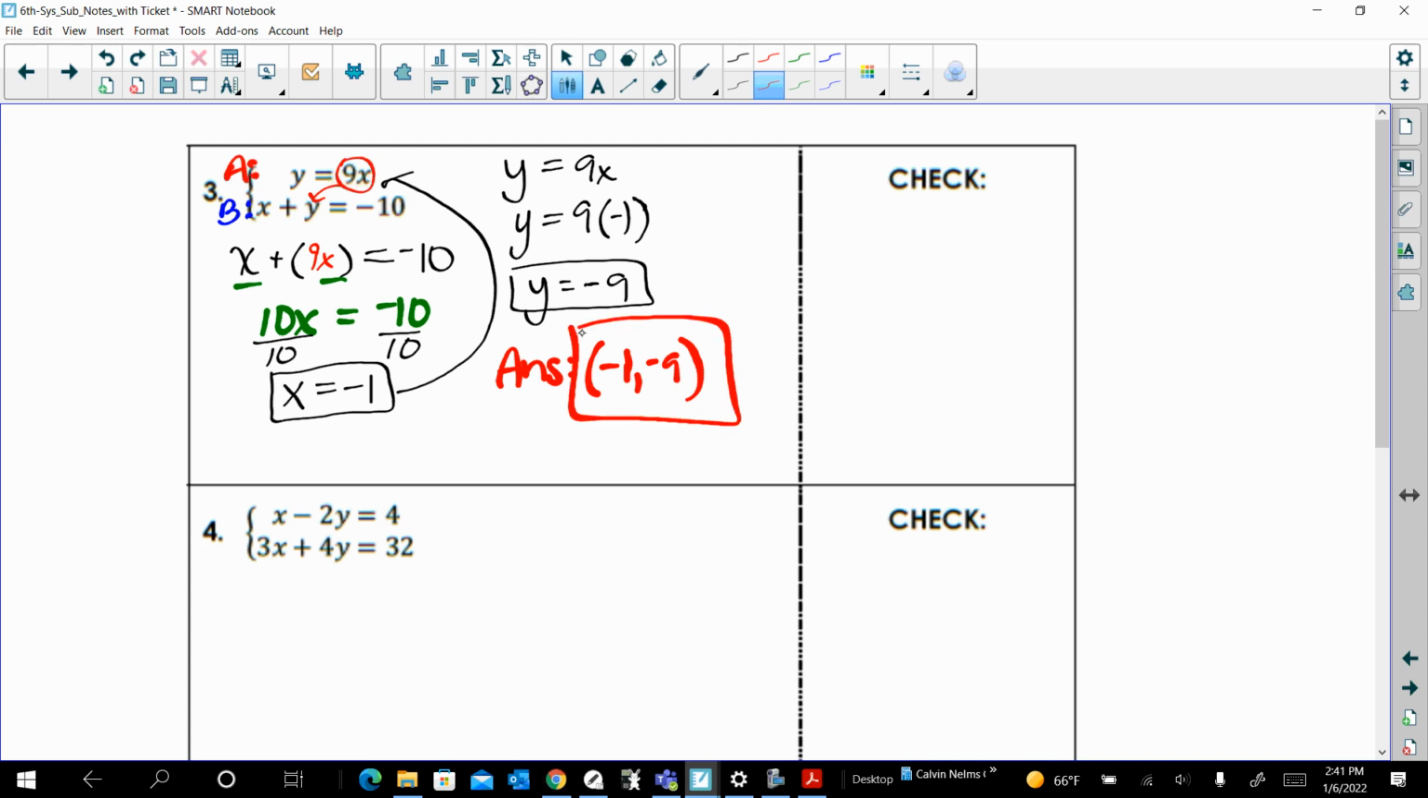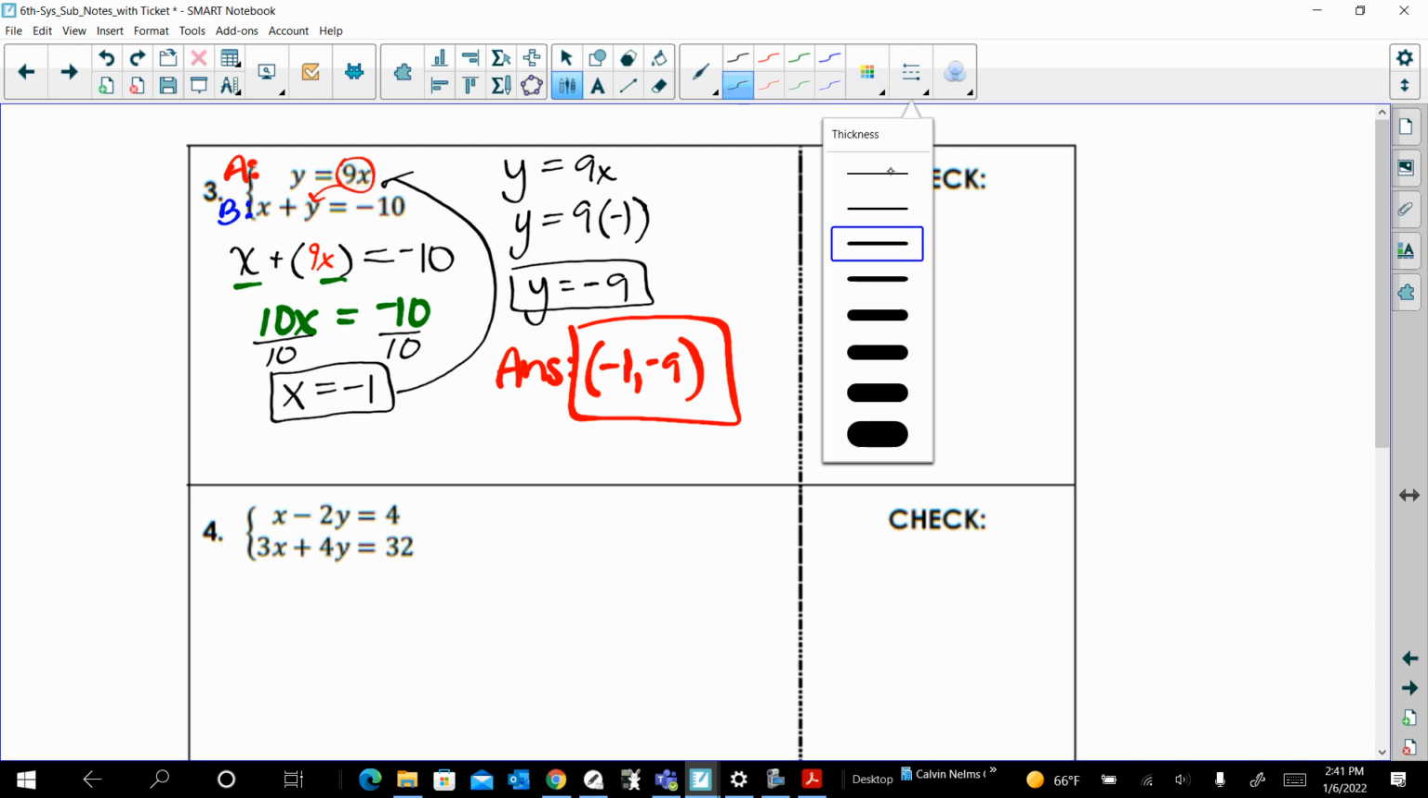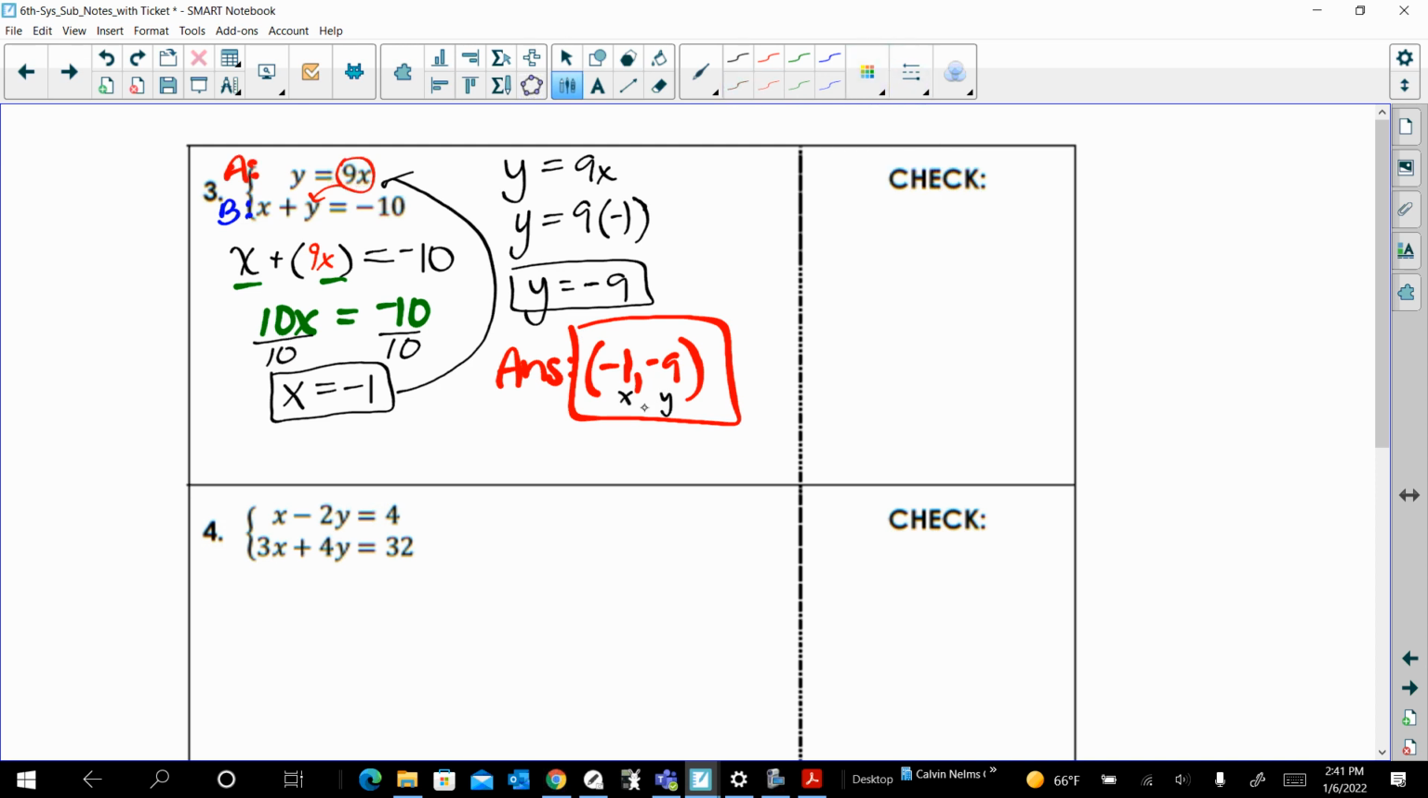All right, so to check it, we have to plug in the values that we have for this ordered pair, this x and y, into the original equations. The first equation we had was y equals 9x. So that means our y is going to be substituted for the -9, and check to see does it equal 9 times the x, which was -1. Well, yes, it did. -9 equals -9.